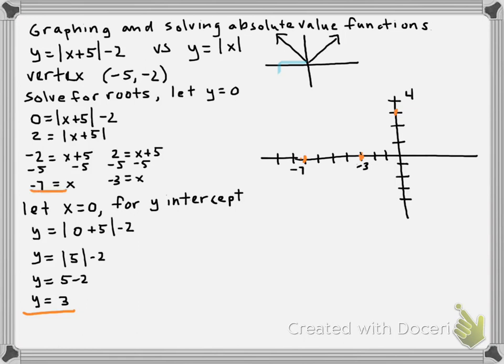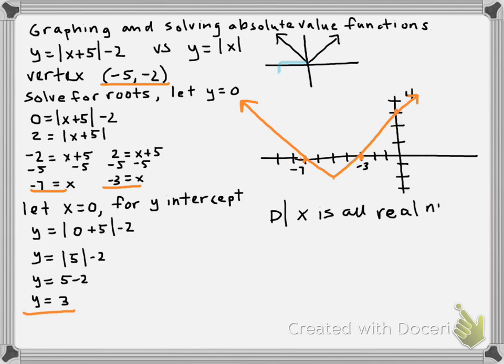So we know a couple of things. We know the 2 roots, the 2 x-intercepts, and we know the y-intercept. And then finally, we know the vertex of this function, and so we go ahead and draw that absolute value function, and indeed it does look like an absolute value that was shifted left 5 and then down 2. So finally, the domain of this function is going to be all real numbers for x, and then the range of the function will be all y values greater than or equal to negative 2.